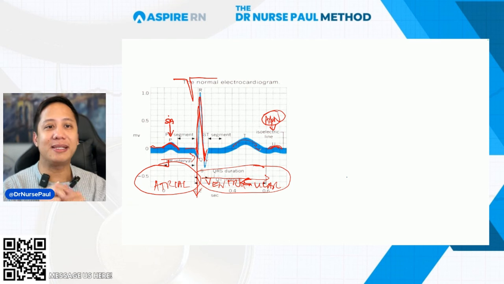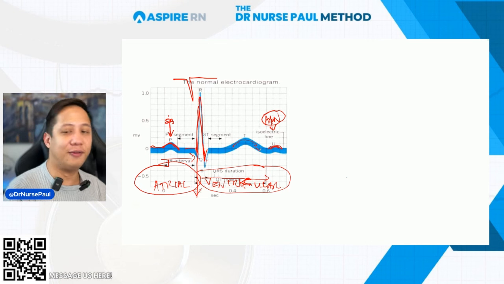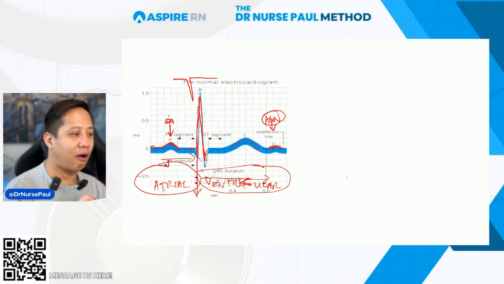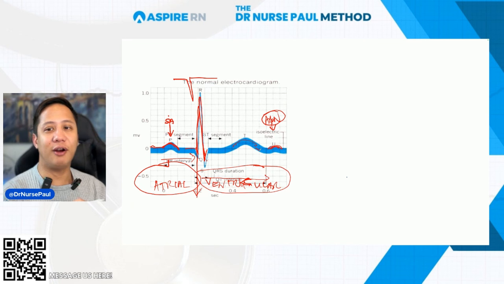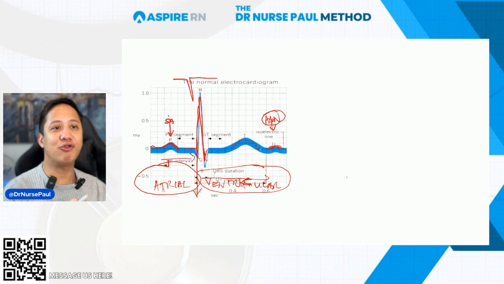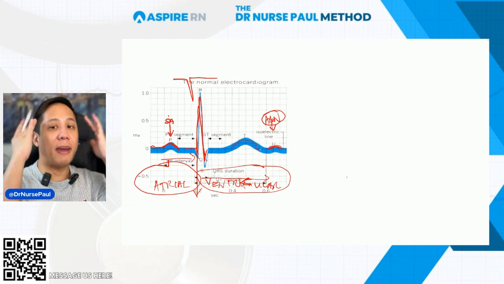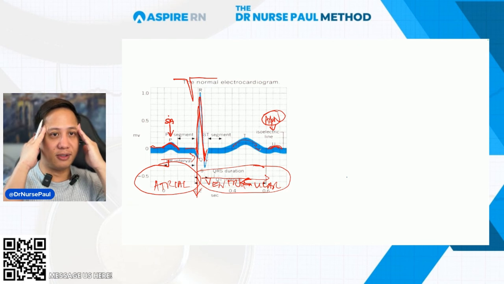If the problem is Q, R, S, or T, where is the problem? Atrial or ventricular? Ventricular. All right, can you follow? This is just an overview. Remember it first, okay?